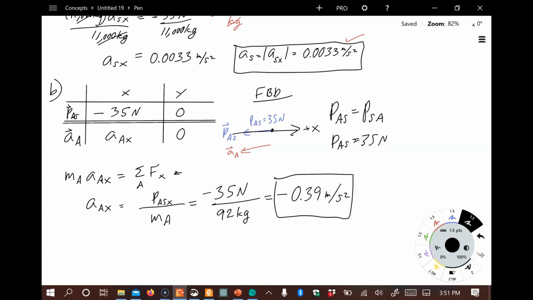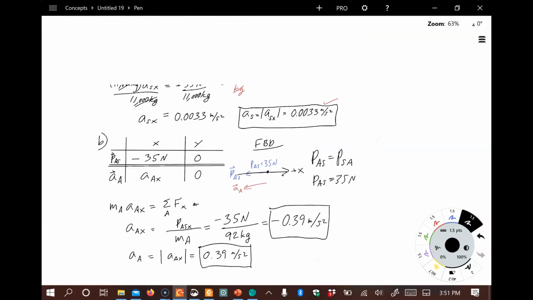If we want to get the magnitude of that, of course, since it's only got one component that's not 0, it's just the absolute value of that component. And in that case, we know it's going to be 0.39 meters per second squared. So here's what we got. Great. Okay, let's just check a couple things and compare these.